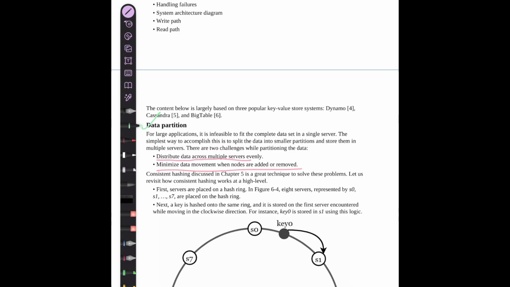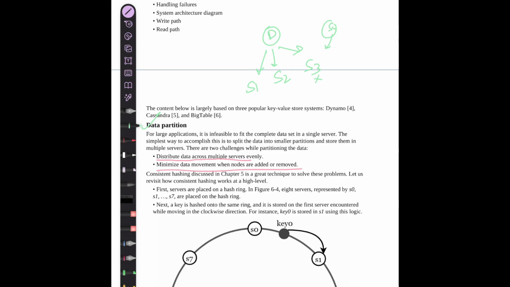So the challenge here is, you have multiple servers, S1, S2, S3, and you have data D. You need to make sure that the data is distributed equally on all the N servers. And there might be the case when one of the nodes leaves the system, or another node gets added to the system. In such a case, there should be a minimal movement of data.